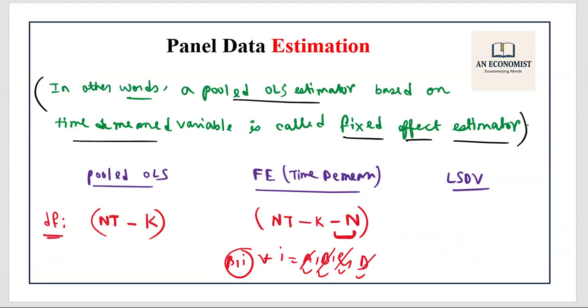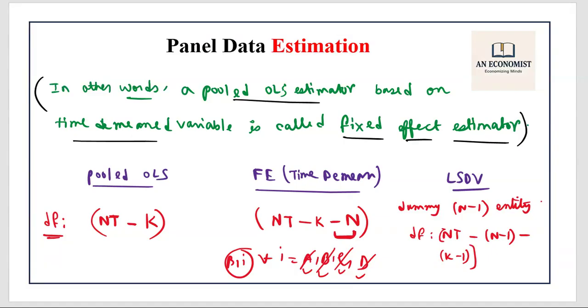Now, what will happen in case of least square dummy variable? In least square dummy variable, we include dummy variables for n minus 1 entities. So what will be the degrees of freedom? Degrees of freedom will be NT, which remains the same, the total observations. Now for n minus 1 different dummies, n minus 1 different restrictions will be imposed, minus the number of regressors. Number of regressors is k minus 1.